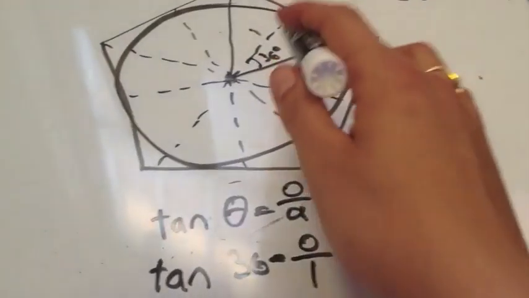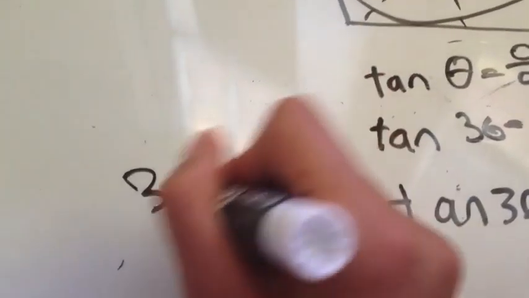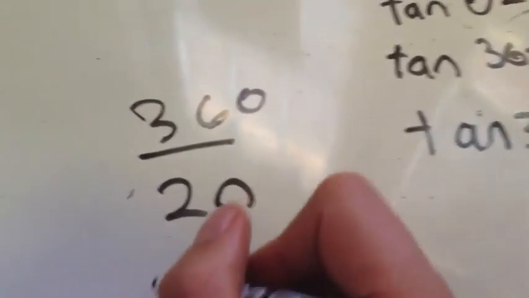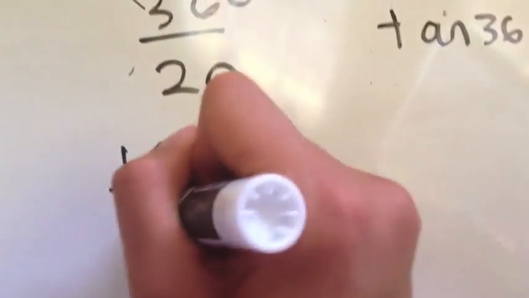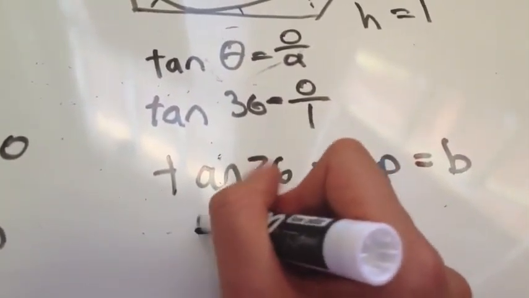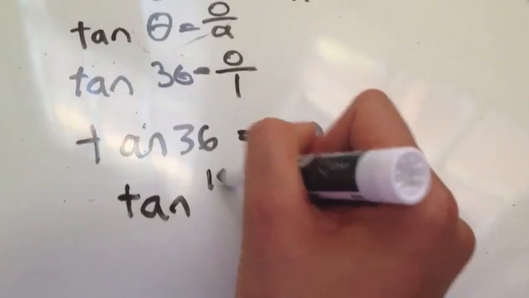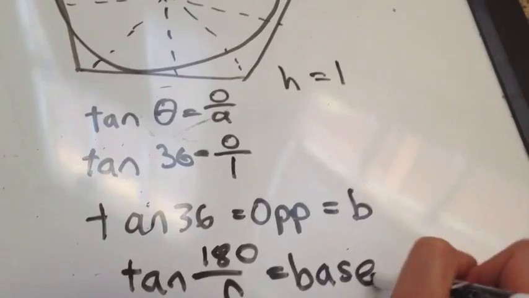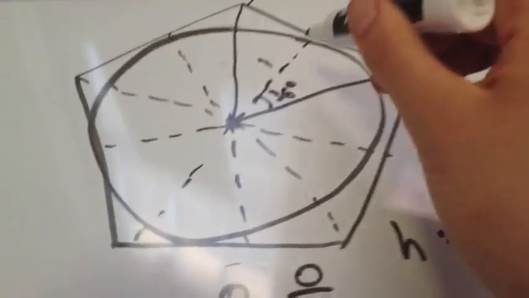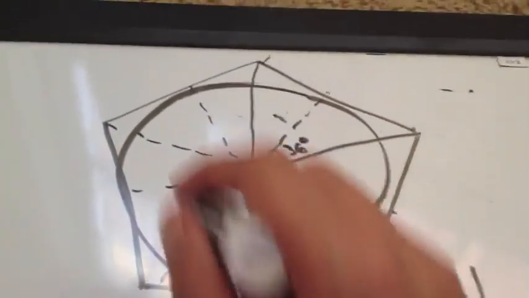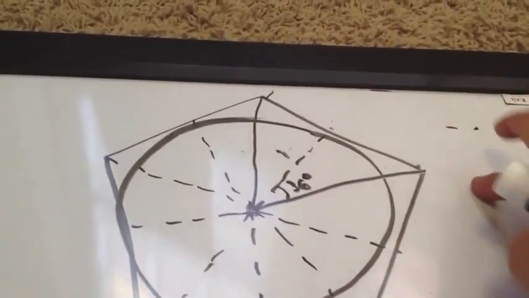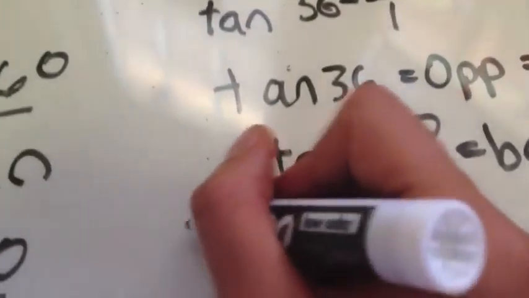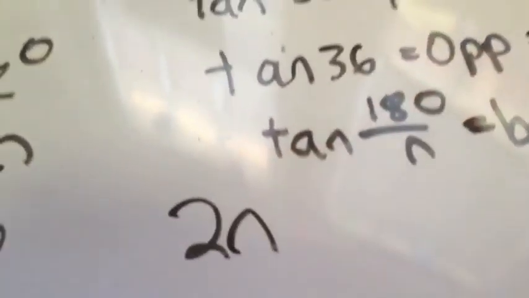So this 36 is 360 divided by 2n, which means it is 180 over n. This means that tan of 180 over n is equal to the base of our triangle. We also know that this triangle is actually 1/10 of our whole polygon, so our equation would have 2n.